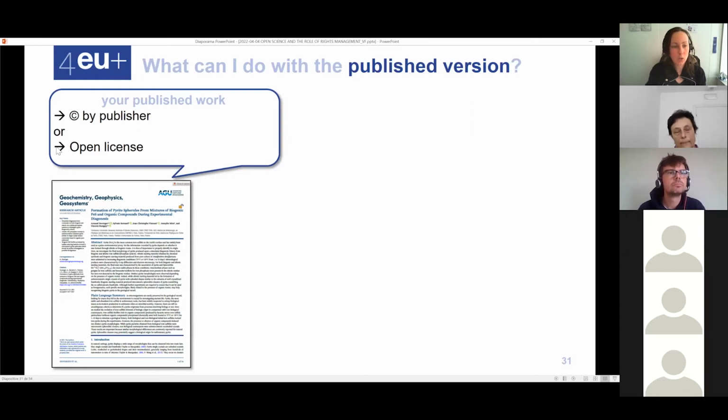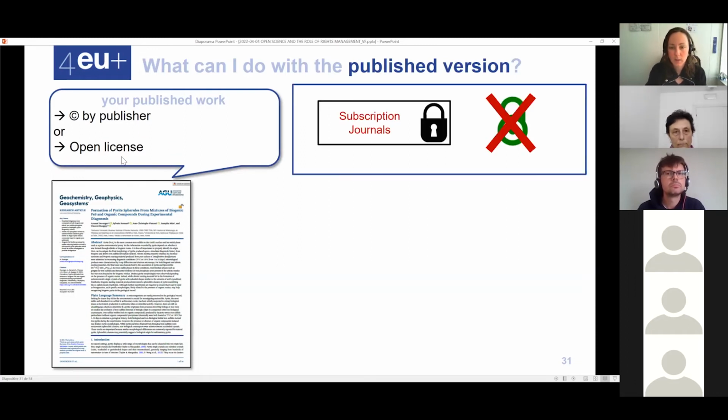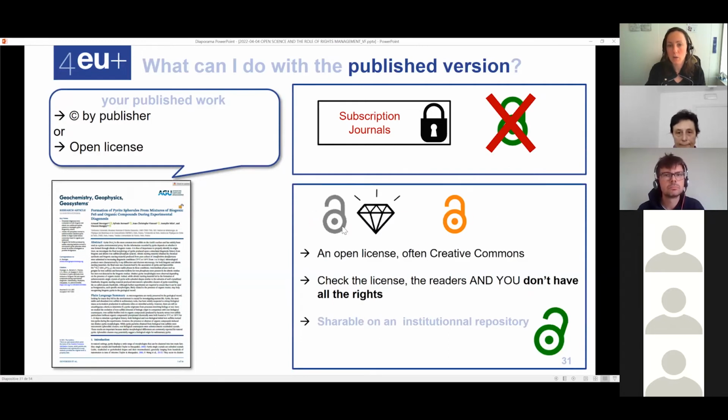Or if it's an open access journal, there is an open license on the paper, and Rasmus will show you what open licenses are. If you publish in a subscription journal, you can't share this version because it's the publisher's version. If you published in an open access journal, you can share this version with an open license. You will see that in a few minutes. Just a quick reminder, you have to check the license because readers and you don't have all the rights with the published version of your article, but basically you can share your article in an institutional repository. This is the green open access way.